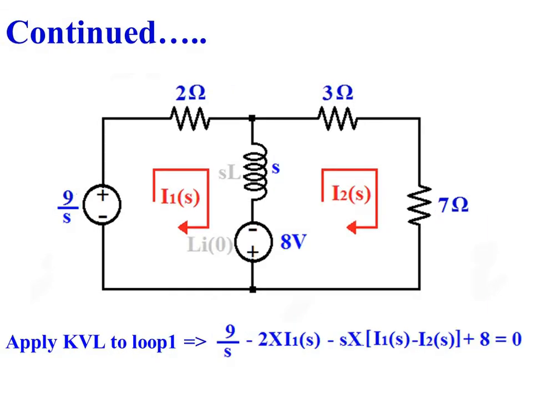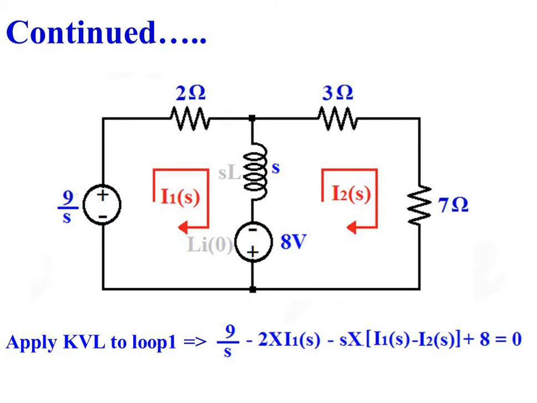So when the given circuit is transformed from time domain to S domain, 9u of t becomes 9 by S. The resistance values remain same. The inductance becomes S in series with a voltage of value 8 volt.